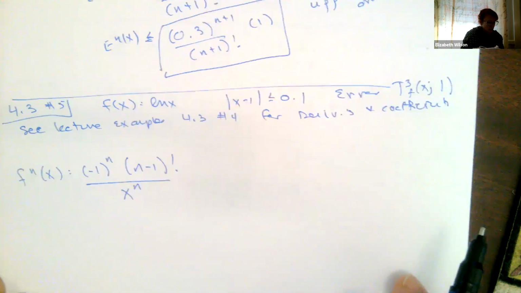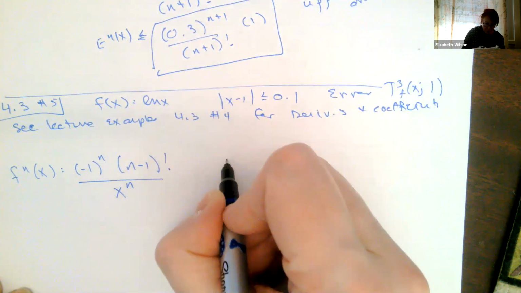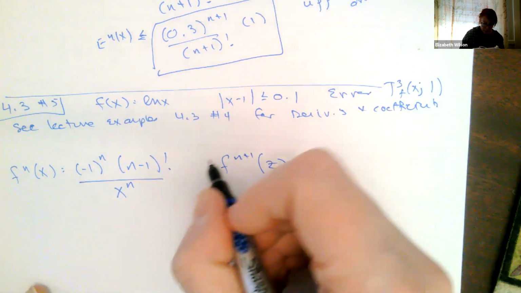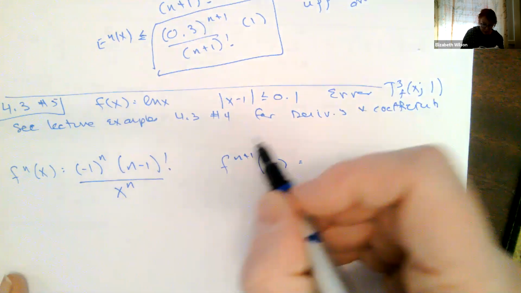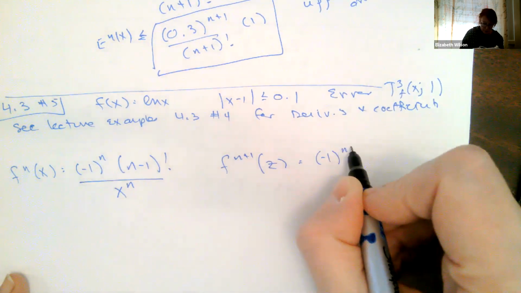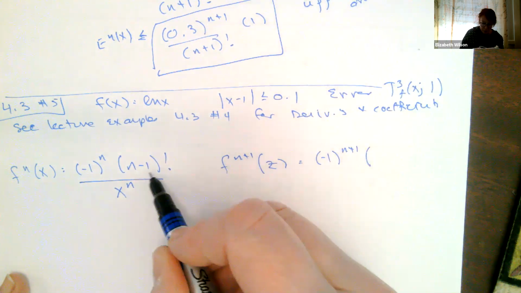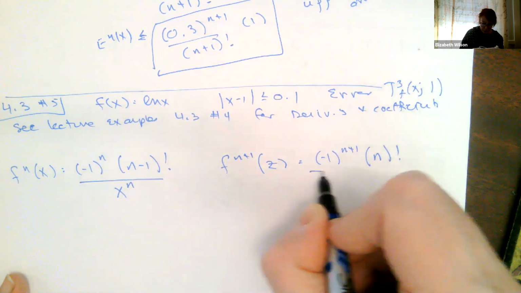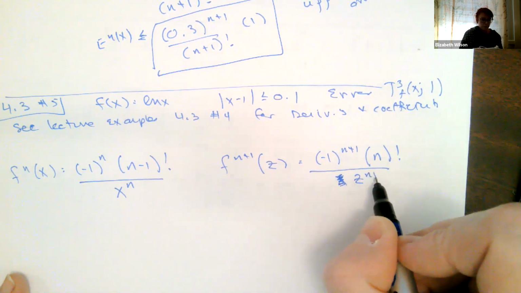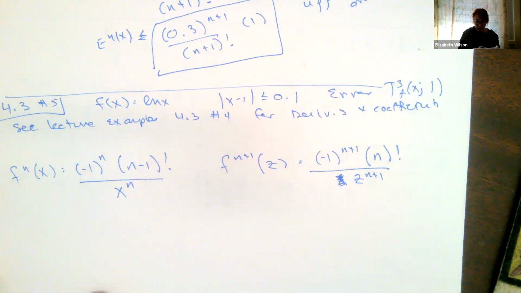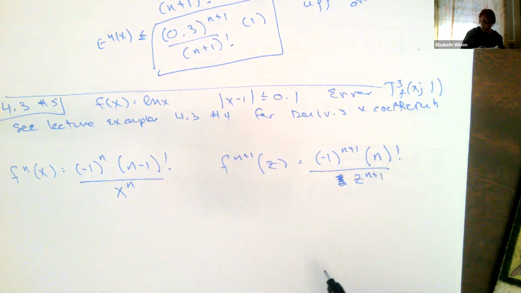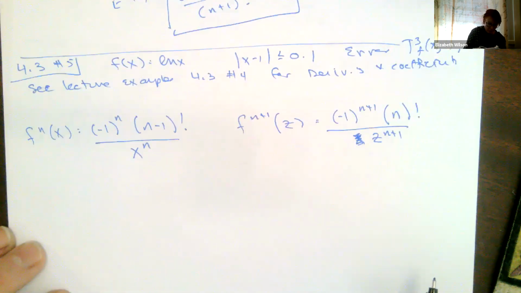Now, when I want to do f of n plus 1, let's do this at z. We haven't done the max yet. We're just going to substitute z in for x. So I'm going to increase by 1 everywhere I see an n. So minus 1 to the n plus 1, n minus 1 plus 1 just becomes n factorial, over z to the n plus 1. So that's just my f of n plus 1 of z derivative. Now I need to think about how I'm going to calculate the max.